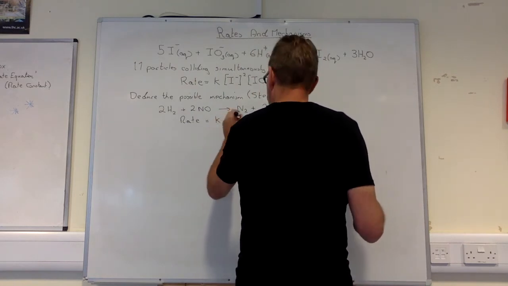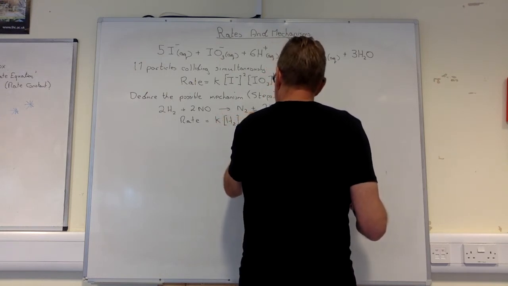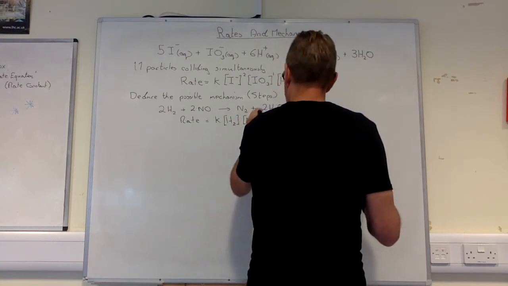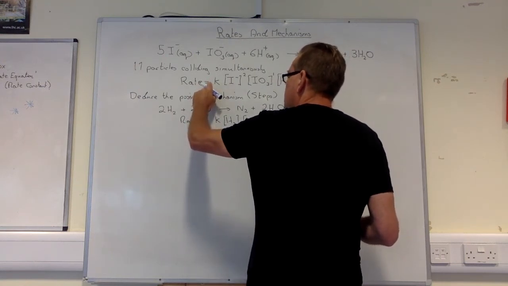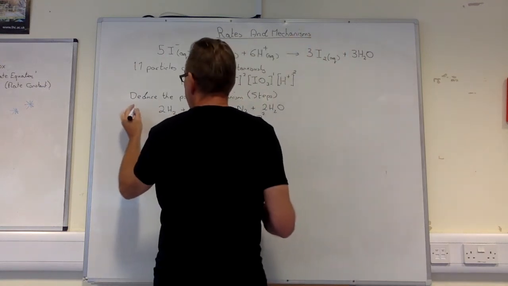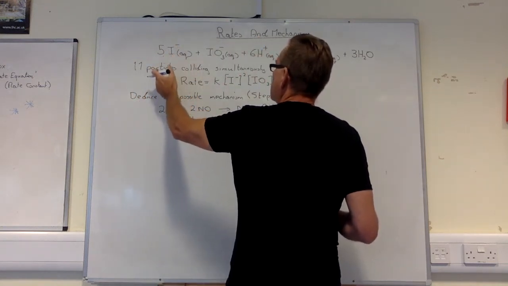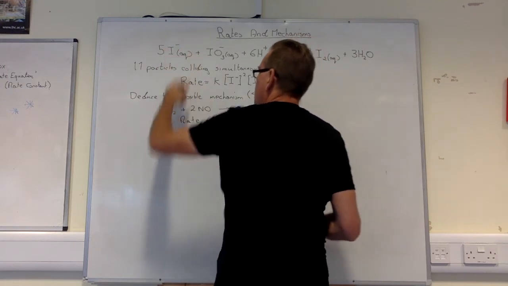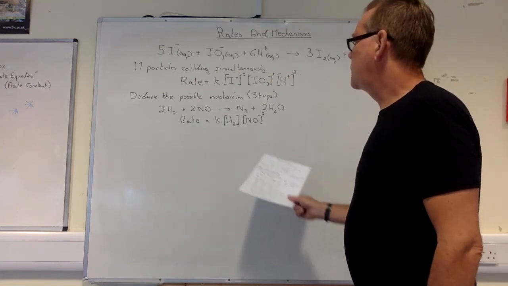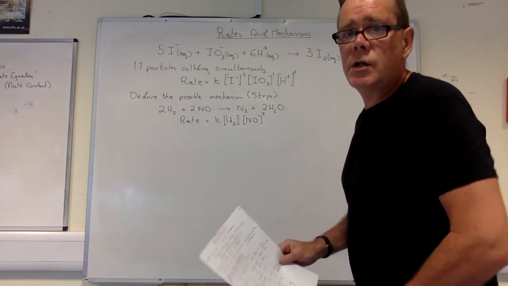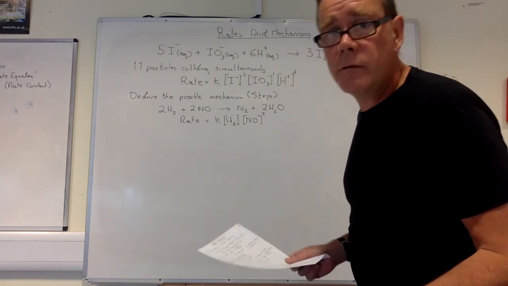Hydrogen in there, first order. Nitrogen monoxide, second order. Now, notice that this rate equation is easier than that one. This is much more likely what you're going to get. This is just to illustrate the difference between the 2 equations. So, focus on this. Second order, NO. First order, H2. The question would be, deduce a possible mechanism for this reaction.